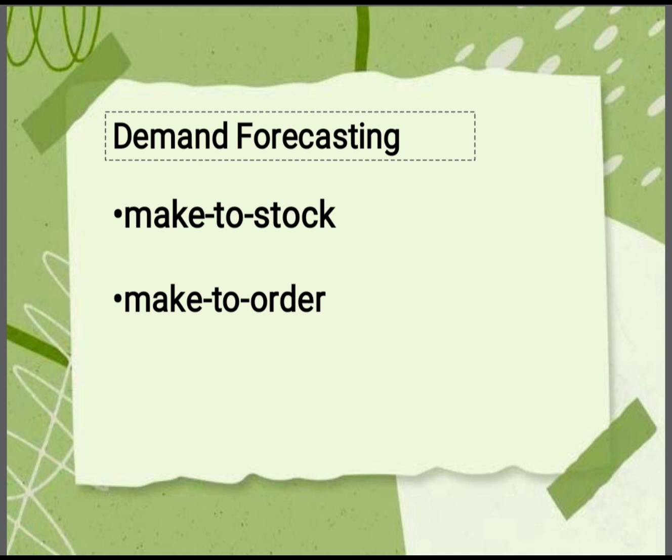Example of make to order. In Jollibee, they apply this demand forecasting, which is make to order, in their product called chicken sandwich. This chicken sandwich is make to order because it is not in demand all the time. So they decided to make this product to order after receiving a customer's order.